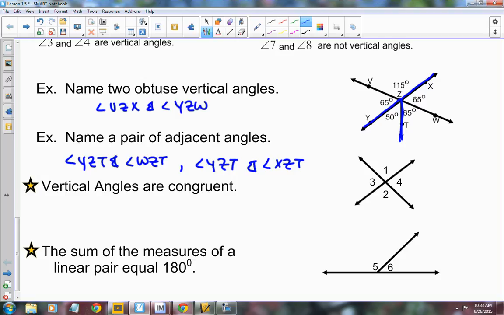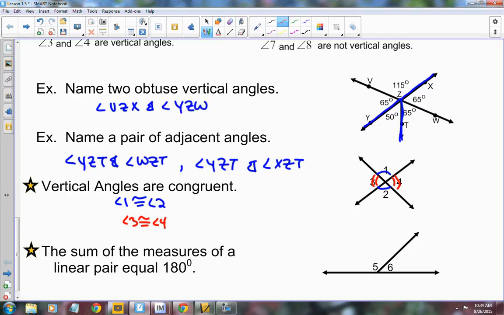Okay, now we talked about what vertical angles were. Vertical angles are congruent. So if you have two lines that intersect to create the vertical angles, then you know that vertical angles are congruent. So angle 1 is congruent to angle 2. And 3 and 4 are also vertical, so they are going to be congruent as well. So angle 3 is congruent to angle 4. You need to memorize that. You need to know what vertical angles are, and you need to know that they're congruent.